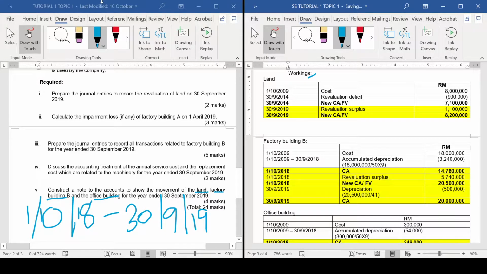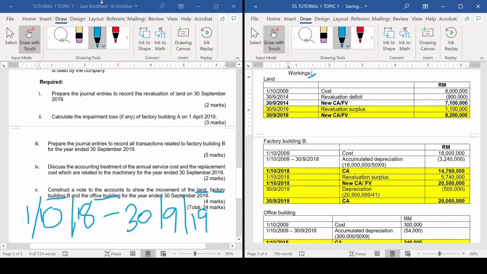All right, so as we discussed previously, there are two revaluation for land, in year 2014 and in year 2019. From the first revaluation we already changed the gross carrying amount of land from 8 million to its fair value, which is 7.1 million. So we have changed from cost to revalue amount, which is 7.1 million. Meaning that starting from 30th September 2014 until the next revaluation, the gross carrying amount or the revalue amount of land is 7.1 million.